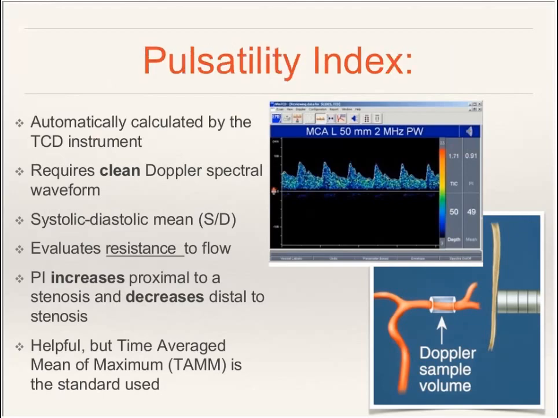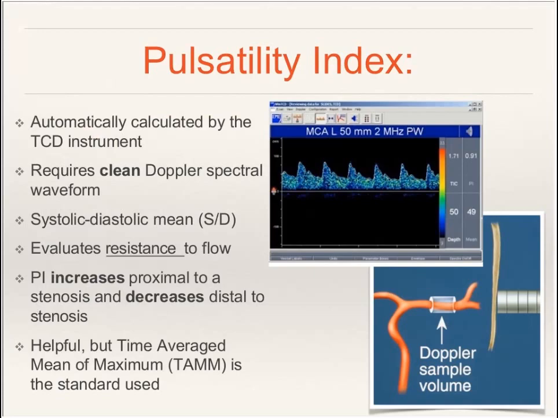Now, the pulsatility index is something that vascular folks tend to use in other types of vascular disease. This is not something that we routinely used in the TCD study for children with sickle cell disease, although it was helpful. It helped us to get an eyeball of what may be going on as far as changes in resistance to flow.